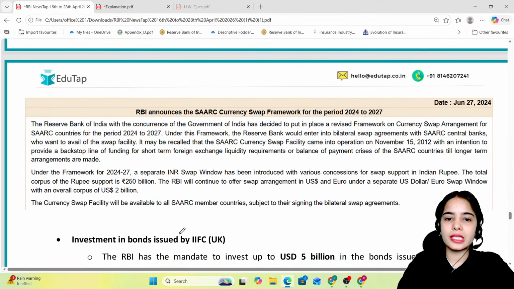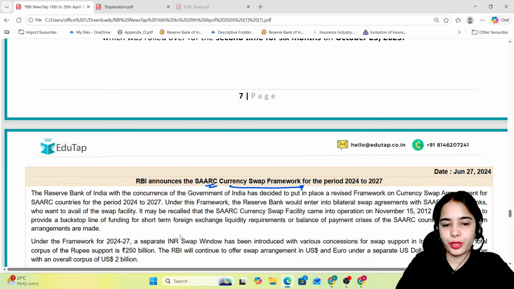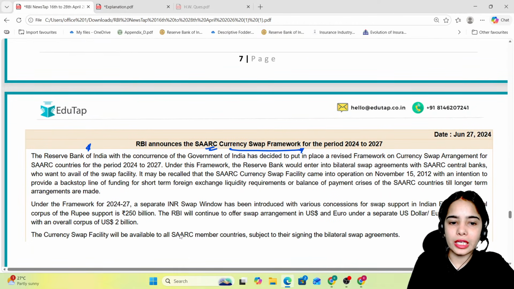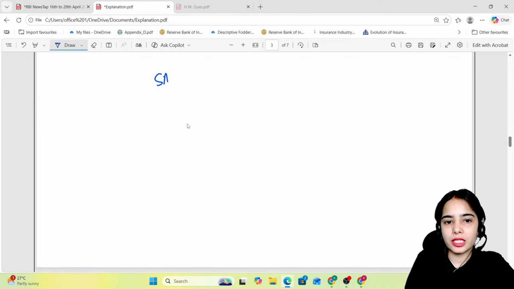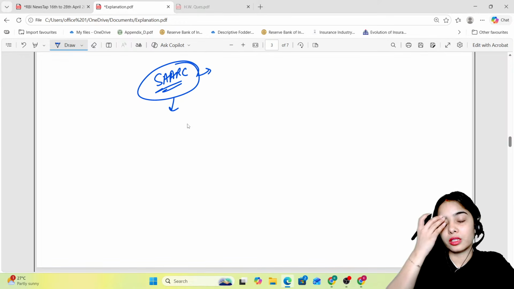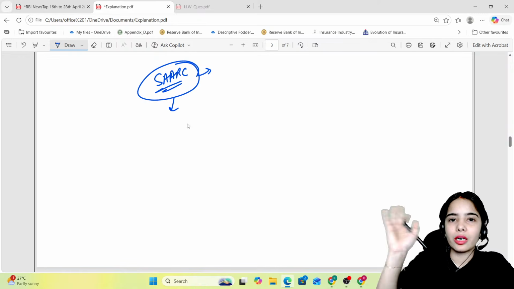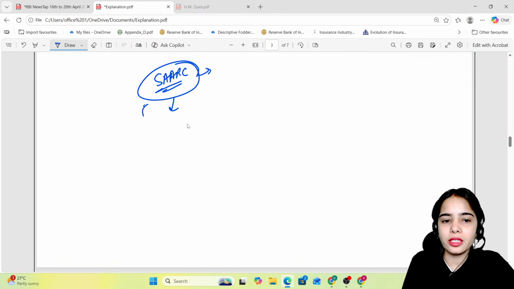Next, coming to the SAARC swap arrangement. So basically, first let's understand the SAARC currency swap framework. Then we will understand what the report has said about the arrangement. Okay. So first of all, the Reserve Bank of India, in consultation with the Government of India, decided to put a framework for the currency swap. Basically, under the currency swap framework, there are the SAARC nations. Okay, South Asian Association of Regional Cooperation. So under SAARC, there is Pakistan, there is Sri Lanka, Bhutan, Nepal. So there are various South Asian nations that are part of SAARC.